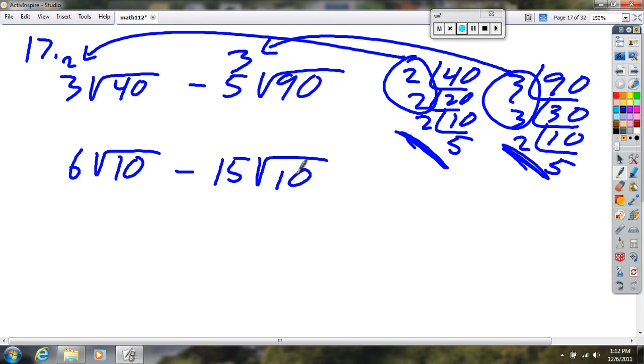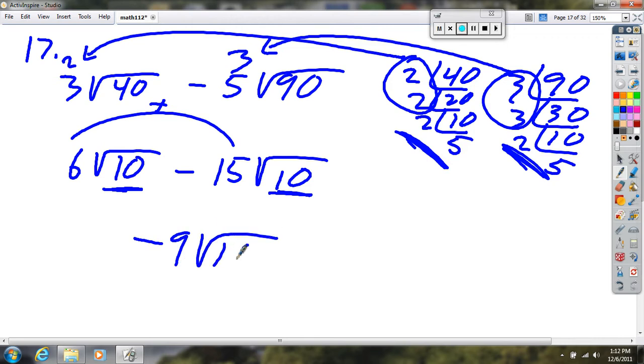Now, are these like radicals? Is the number inside this radical sign the same as the one inside this radical sign? Yes. Then they're alike, so I can take the numbers outside the radical signs and add them. What is 6 plus a negative 15? Negative 9. And the square root of 10 stays. You only add or subtract the numbers outside. You don't add or subtract the numbers inside. So it's a negative 9 times the square root of 10.